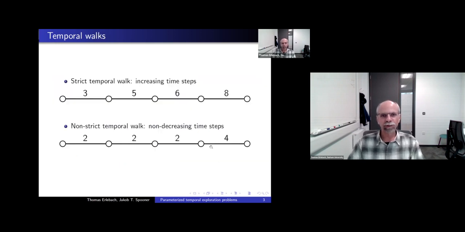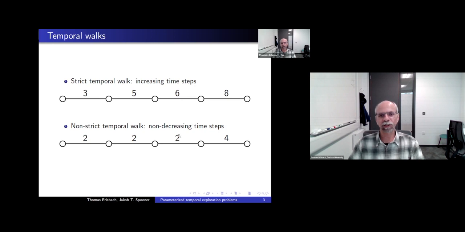And the first two talks today were all about the strict model, where a temporal path or a temporal walk is something where in every step you can use at most one edge. So for example, from left to right, this is a strict temporal walk where you use an edge at time 3, another one at time 5, one at time 6, one at time 8.